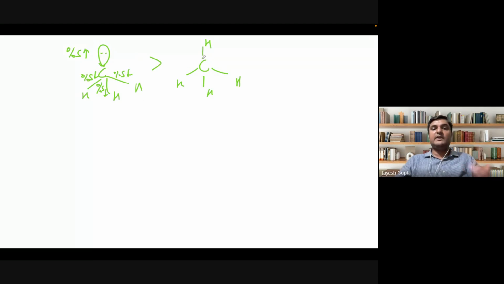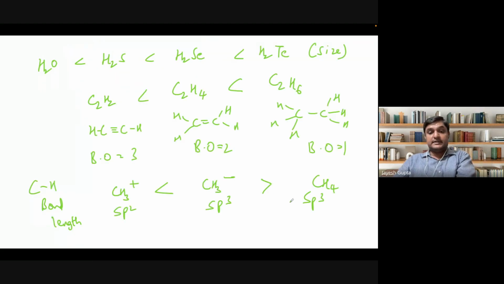Here all will have similar sp3. Here the sp3 will be the bond of carbon hydrogen. That sp3 will be less in percentage s character. So that's why the bond length is becoming greater. Understood this one, or may I explain this again?